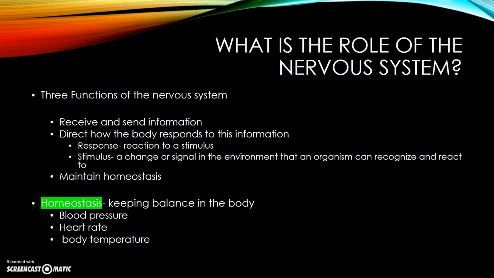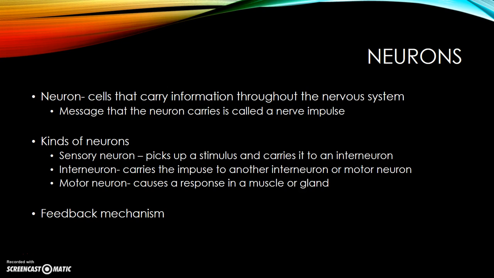And it maintains homeostasis. And homeostasis is basically the balance in the body. So you balance your blood pressure, you keep that normal, keep your heart rate normal, keep your body temperature normal. And it does this using what are called neurons. And neurons are cells that carry information throughout the nervous system. And the message that the neuron carries is called a nerve impulse.